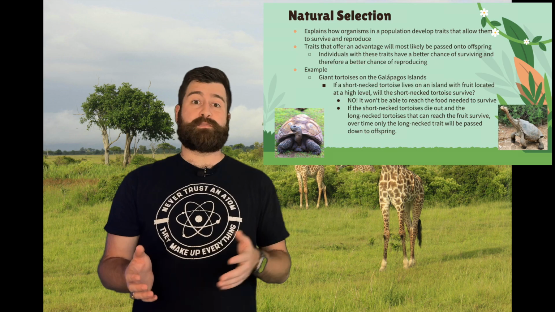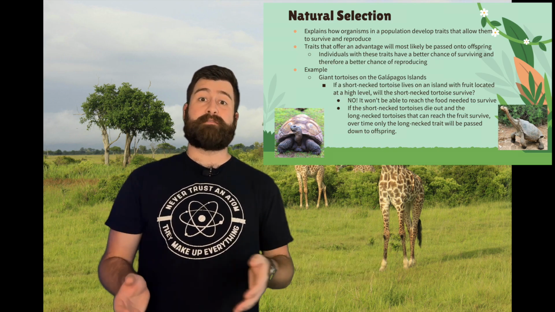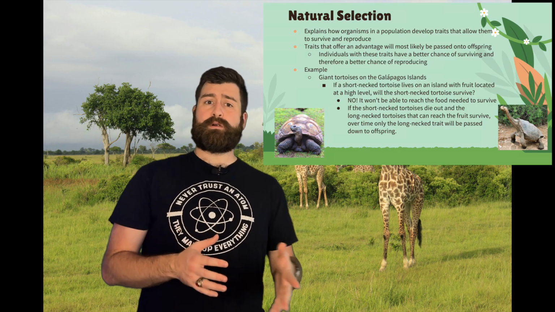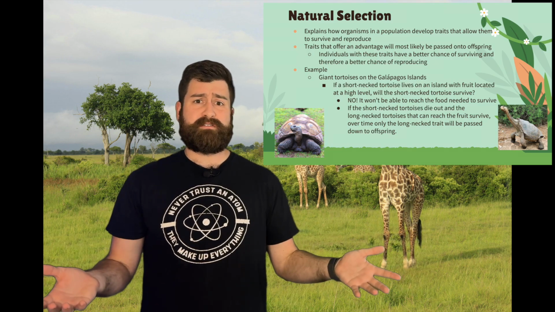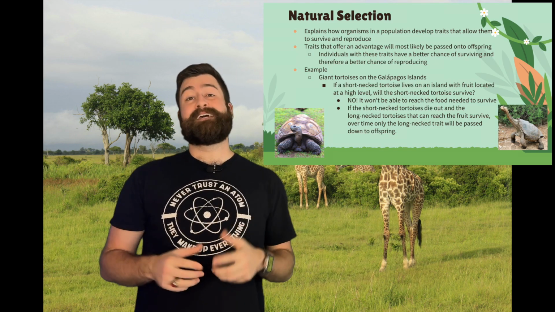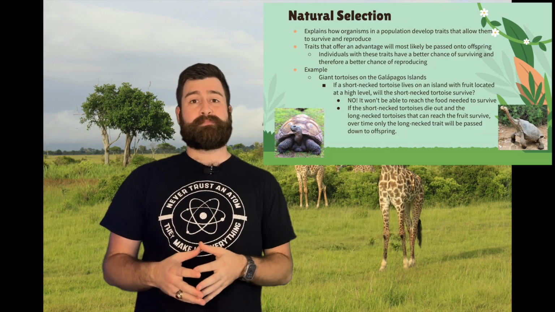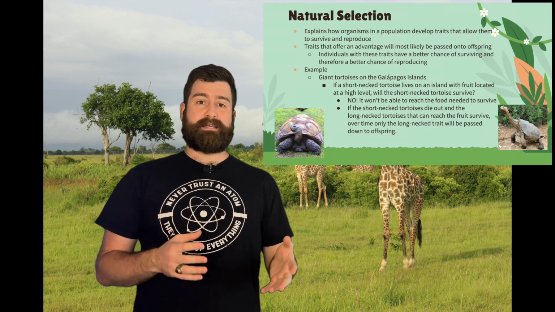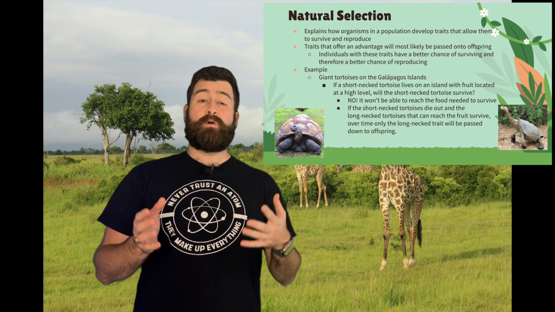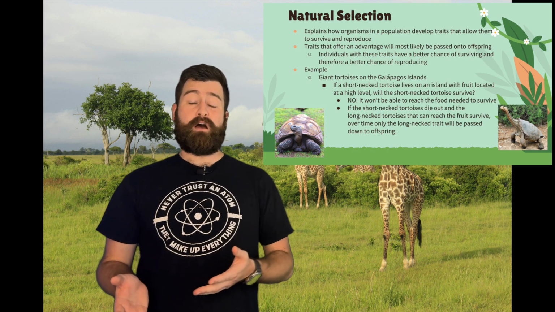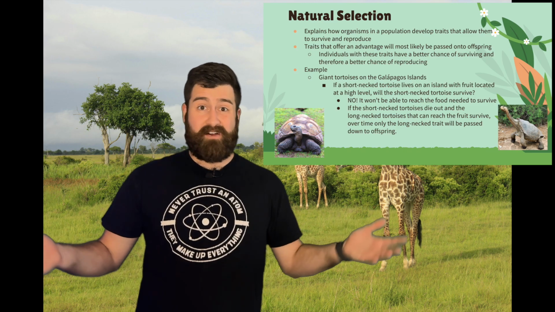One example that we can explore involves the giant tortoises on the Galapagos Islands that we talked about in the Theory of Evolution episode. If a short-necked tortoise lives on an island with fruit located at a higher level, will the short-necked tortoise survive? Nope. It won't be able to reach the food. Without the food, it will die from starvation. If the short-necked tortoise dies out and the long-necked tortoises that can reach the fruit survive, over time, only the long-necked trait will be passed down to offspring. And this is because the short-necked tortoises can't pass on their traits if they're all dead.